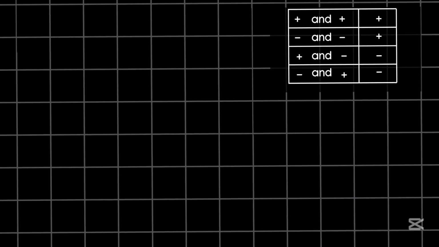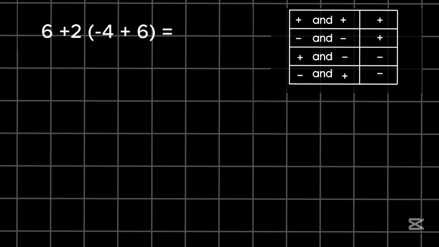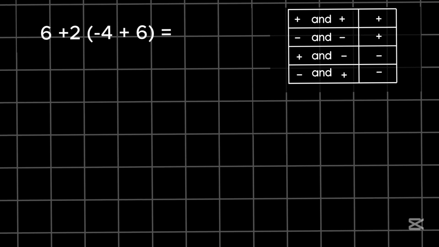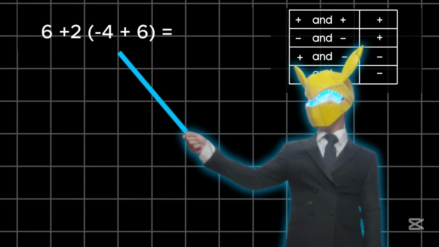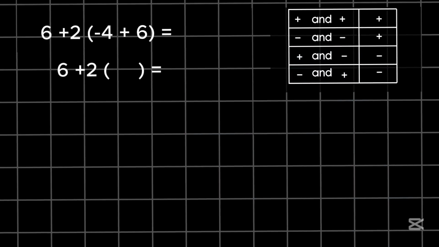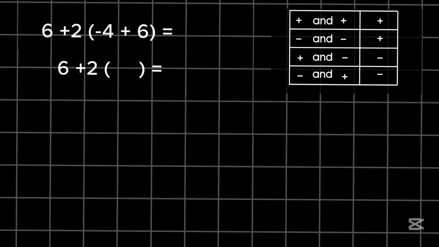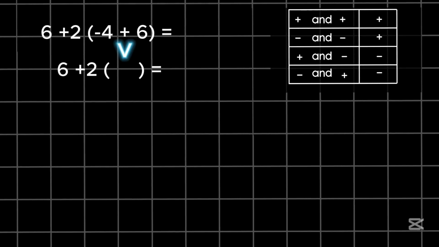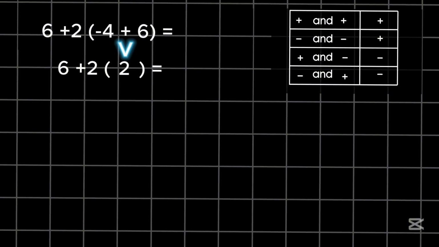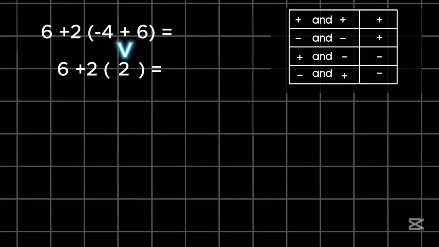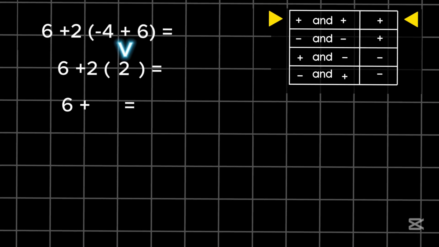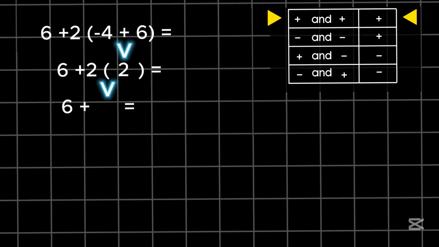And last one, let's do something a bit more challenging. 6 plus 2, and then open the brackets, we have minus 4 plus 6, close the brackets. So remember your BODMAS. Always do what's inside of the brackets first. So let's go to the next line and write 6 plus 2, then let's calculate what's inside of the brackets. Minus 4 plus 6 gives us 2, a positive 2. The next part of BODMAS is the multiplication. So 6 plus, what is 2 times 2?